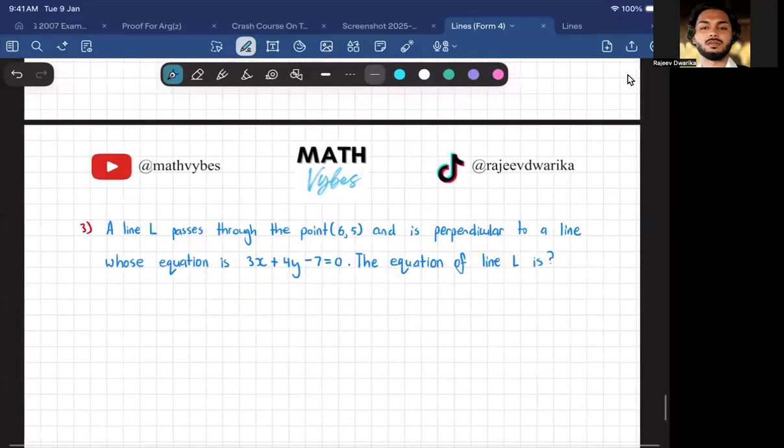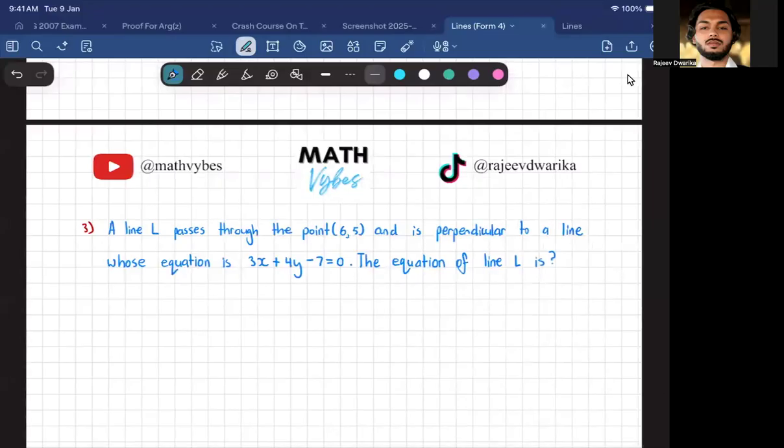Okay, guys. So, Sheena, I want you to read this question and identify what we might have to change before we can move on. All right, so Sheena, give this question a read. A line L passes through the point (6, 5) and is perpendicular to a line whose equation is 3x + 4y - 7 = 0. The equation of line L is... Right. So they want us to figure out what line L is, and they are saying that line L is perpendicular to what?